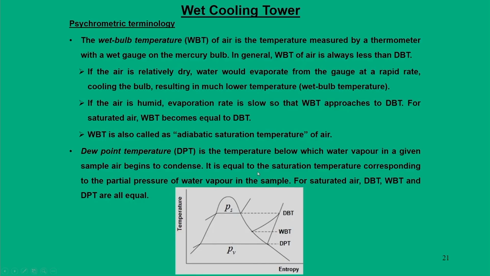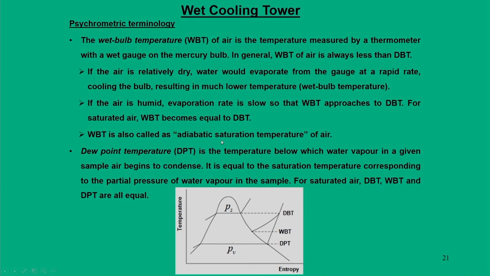The main important aspect in this cooling tower analysis is the wet bulb temperature. If the air is relatively dry, water would evaporate from the gauge at a rapid rate, resulting in the cooling of the bulb. So we record this as the wet bulb temperature. If the air is humid, the evaporation rate will be slow. So that means wet bulb temperature approaches the dry bulb temperature. We also call this wet bulb temperature the adiabatic saturation temperature.